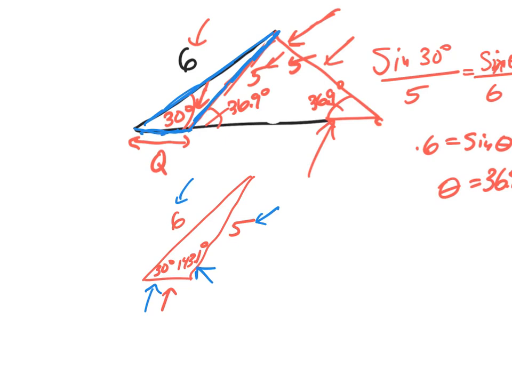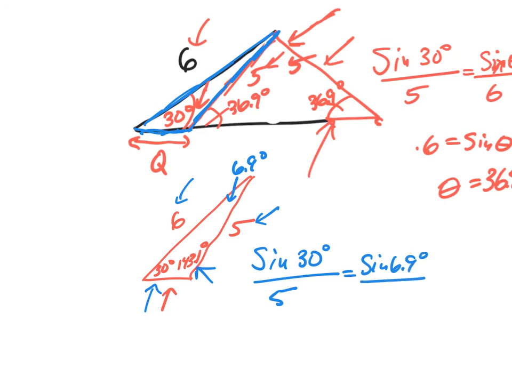Okay. Now that I know these two angles, I know the third angle. If I were you, I'd always figure that out. I'm going to put 180 minus 30 minus 143.1. And I got 6.9 degrees up here. Final answer, sine of 30 over 5 is equal to sine of 6.9 over the one side I don't know right there. What am I going to call that? I'm going to call it Q, X, M, whatever.